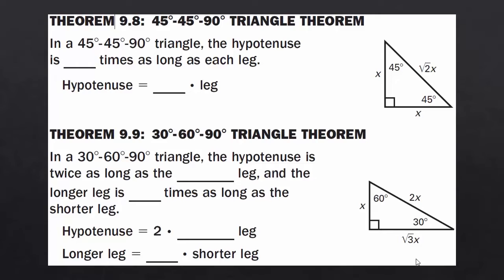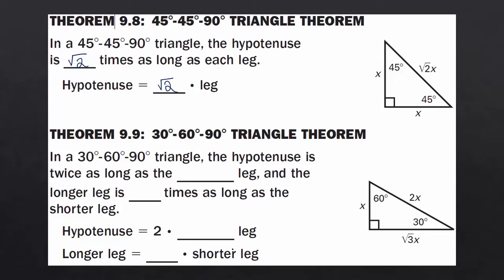Theorem 9.8, 45-45-90 triangle theorem. In a 45-45-90 triangle, the hypotenuse is square root of 2 times as long as each leg. So the hypotenuse is equal to square root of 2 times the leg.